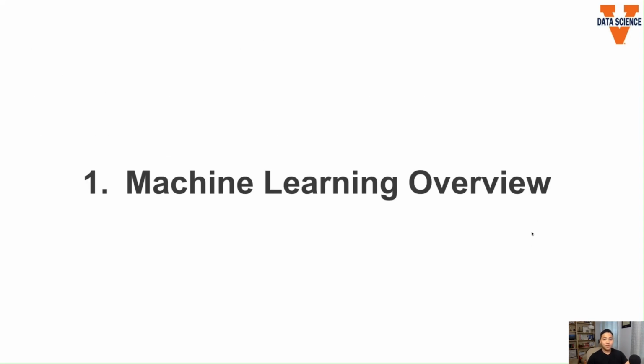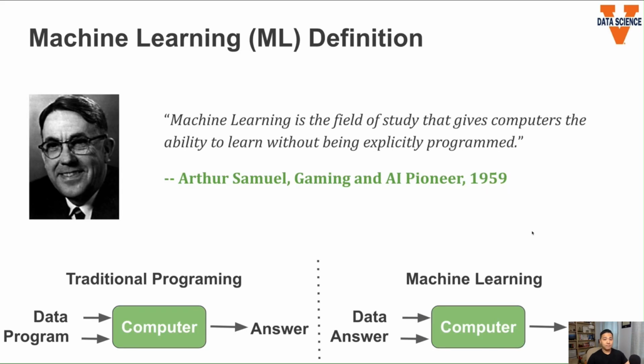So here we go. First, let's talk about a quick overview of machine learning. And let's start with the definition. What is machine learning? Arthur Samuel, who is the gaming and AI pioneer back in 1959, defined machine learning as a field of study that gives computers the ability to learn without being explicitly programmed. And that definition pretty much stayed consistent throughout the years.